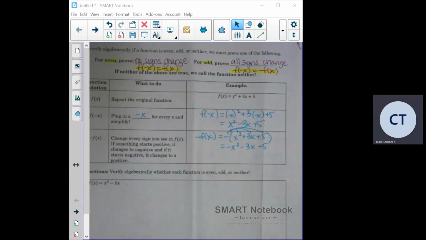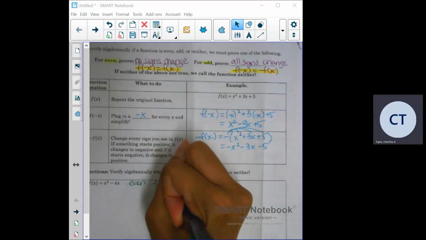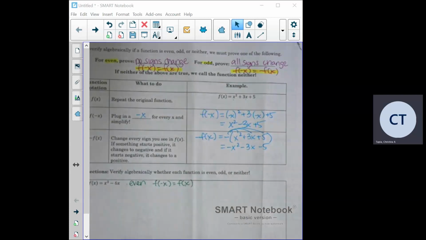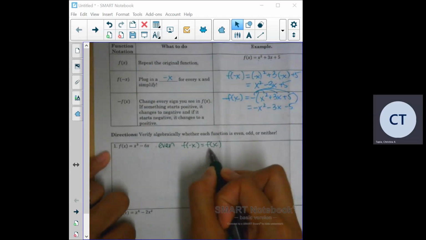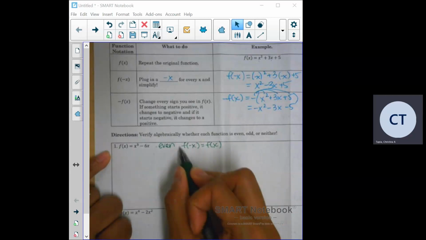Whenever you're checking these algebraically, always check the even one first. Always check even first. So for even, I want to check to see if f of negative x is going to equal f of x. I want to see if these two expressions are going to be the same. So the way that I check that for even, f of x is here. So I already know what f of x is.